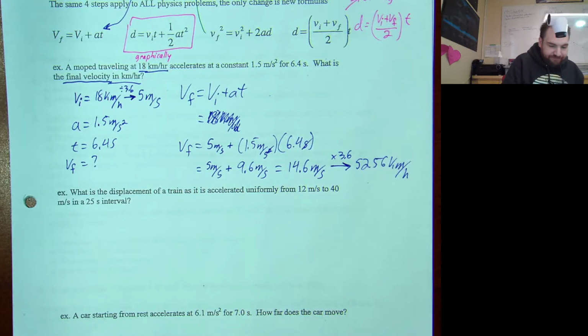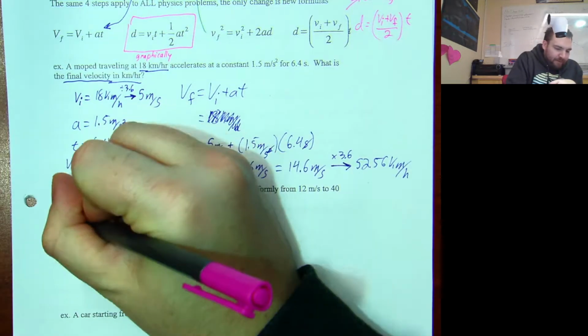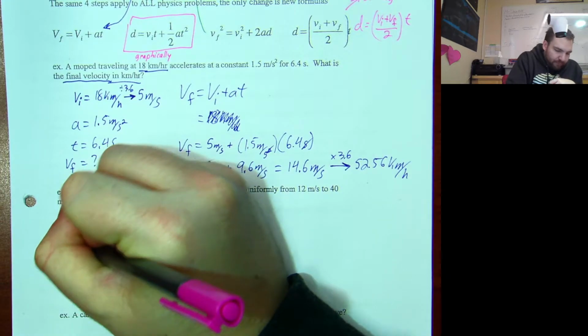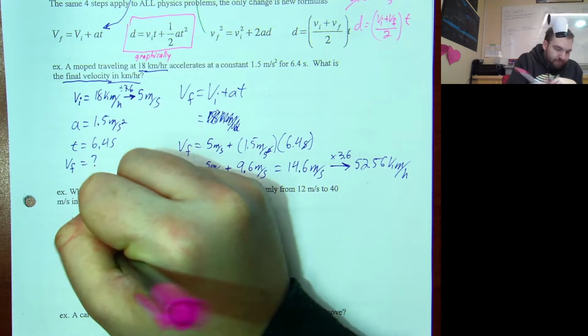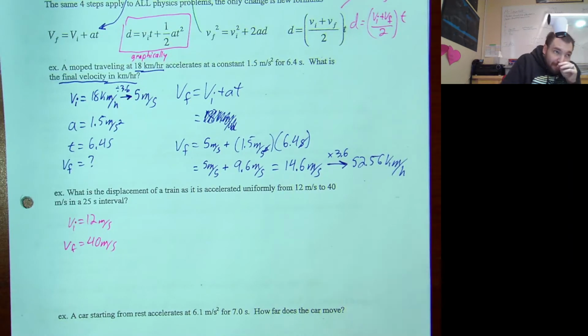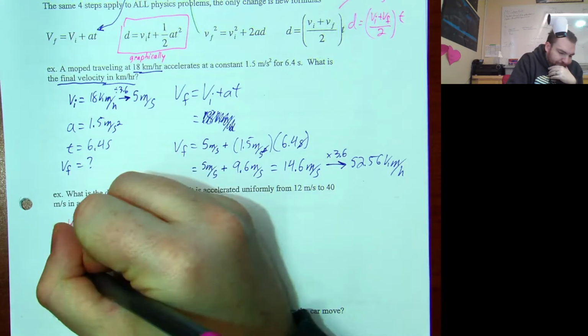Connor. Which velocity? Because we have a few. Now we're not talking about average velocity. We're talking about initials and finals. You had an initial velocity of 12 meters per second and a final velocity of 40 meters per second. And then you have the time. We have a time.